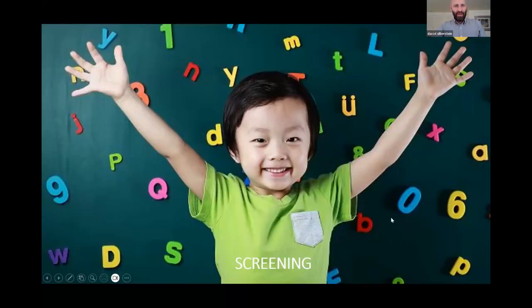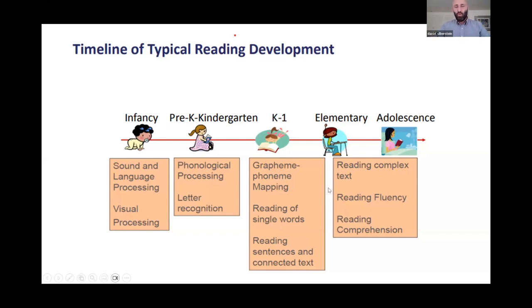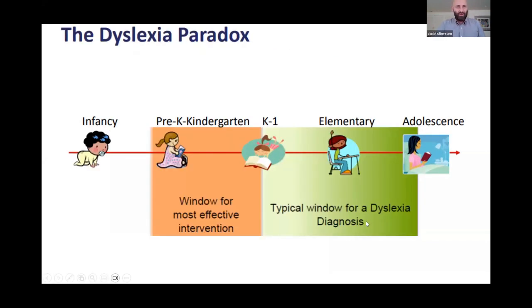So I'm going to talk a little bit about screening, and then we're going to jump into it. One of the challenges with screening is when students are identified. In pre-kindergarten and kindergarten, their phonological processing and letter recognition start coming on. Then in kindergarten and first grade, they start connecting letters to sounds, reading sight words, and reading little sentences and connected text. Later in elementary school, they start reading complex text for fluency and comprehension. And where do we identify students who are struggling? Like I mentioned earlier, in third grade, when the reading is hard enough to have a discrepancy for them to qualify for services, whatever it is.